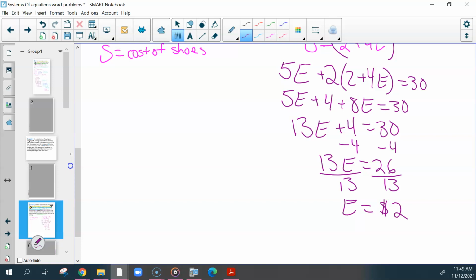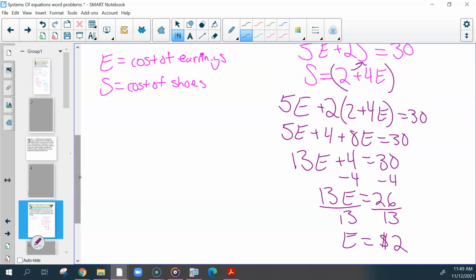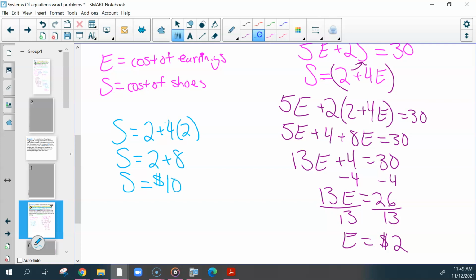So once we find E, we can go back and find S. Put E back into our equation for S and figure out what that is. Again, maybe these shoes are on sale, I don't know. So our final answers would be earrings cost $2, shoes cost $10.